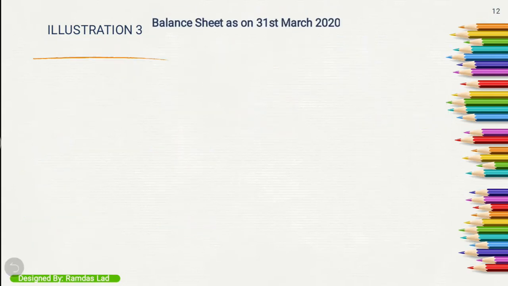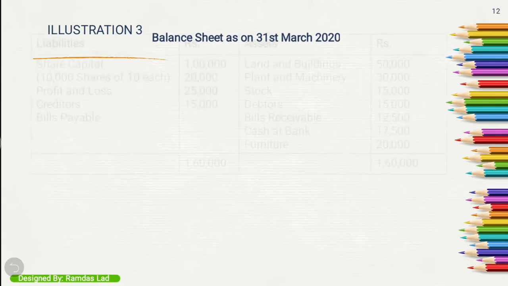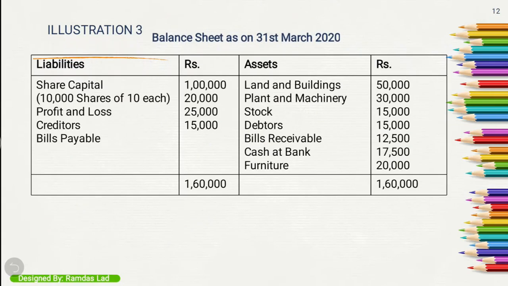Then next, the balance sheet as on 31st March 2020 is given. The balance sheet ratios mean current ratio, quick ratio and debt to equity ratio. Here the liability side and asset side are given. First of all, we will see the current ratio. Current ratio is equal to current assets divided by current liabilities. First of all, identify the current assets. Here the current assets given are stock, debtors, bills receivable, cash at bank. So these are the current assets.